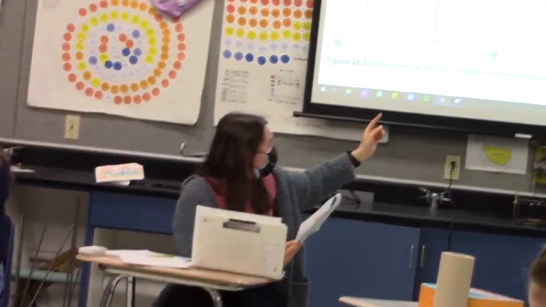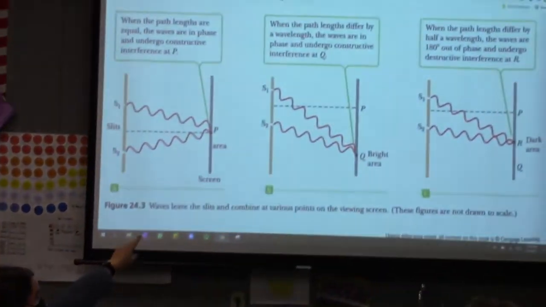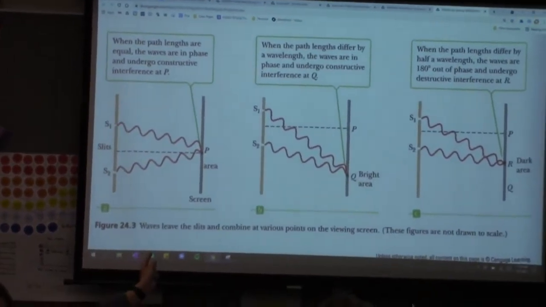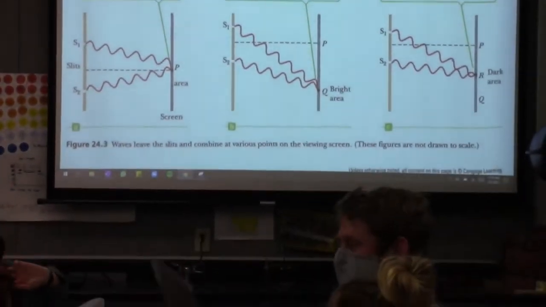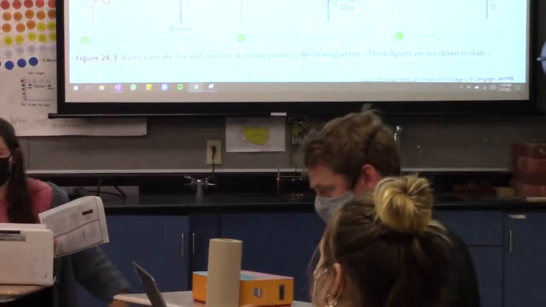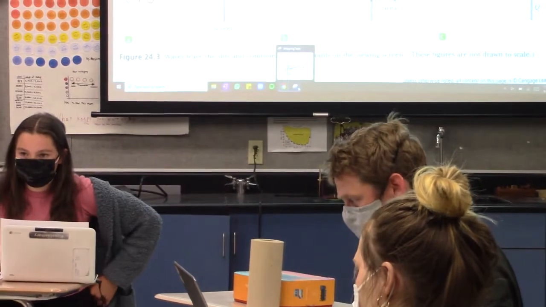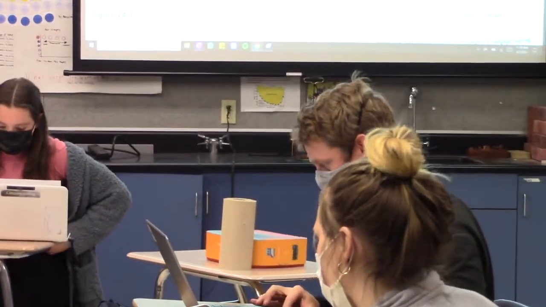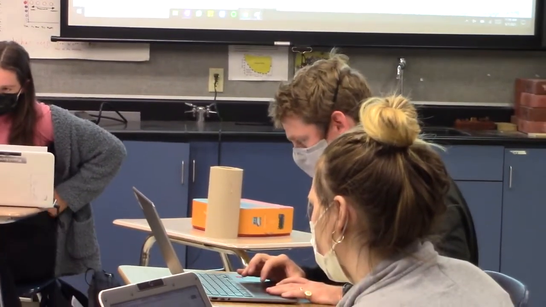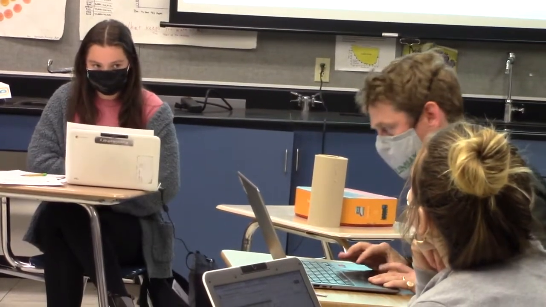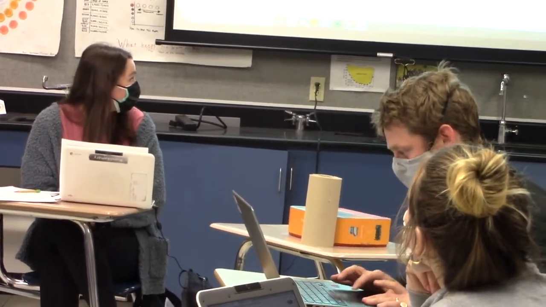And that is showing that S1 in this model has to be exactly one wavelength bigger than S2 so that they line up again. Right, it has to travel one wavelength more to reach the same point, which creates constructive interference. Yeah, so the difference is the wavelength. Can we repeat that? I'm just going to try and grab this image.